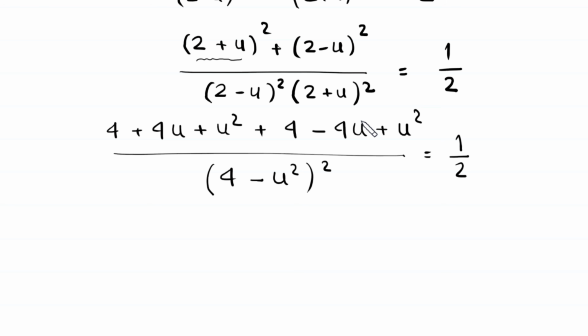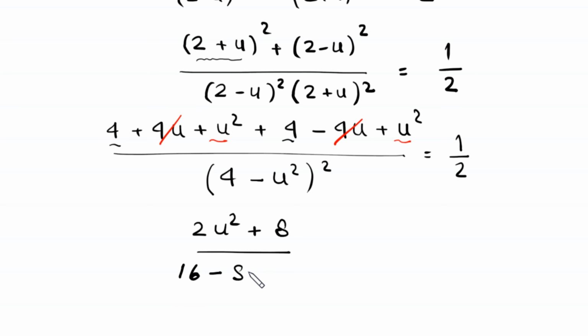Now this negative 4u will be cancelled out with this positive 4u, and u squared plus u squared will become 2u squared, and this 4 plus this 4 will become plus 8, divided by, expand this (4 minus u squared) whole squared, this will become 16 minus 8u squared plus u to the power 4 equal to 1/2.